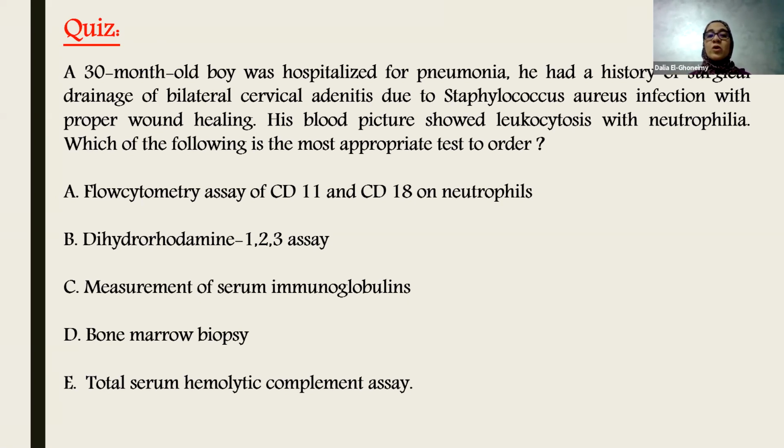A 30-month-old boy was hospitalized for pneumonia. He had a history of surgical drainage of bilateral cervical adenitis due to Staphylococcus aureus infection with proper wound healing. His blood picture showed leukocytosis with neutrophilia. Which of the following is the most appropriate test to order? Flow cytometry assay of CD11 and CD18 on neutrophils, dihydrorhodamine 1,2,3 assay, measurement of serum immunoglobulins, bone marrow biopsy, total serum hemolytic complement assay. I will leave just 15 seconds and then give the answer.